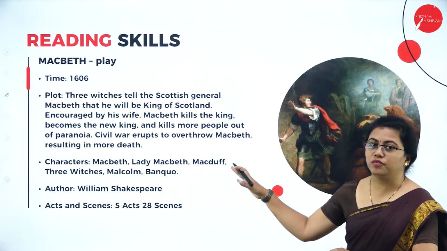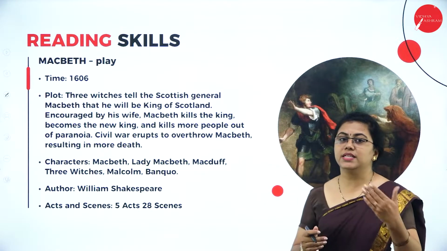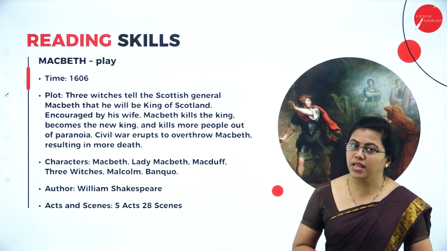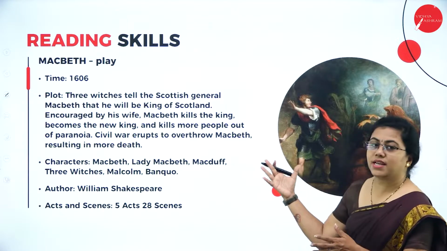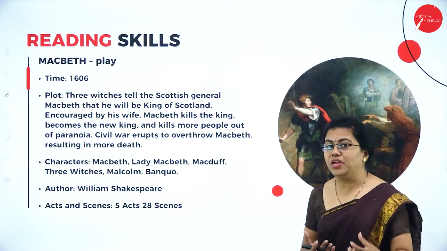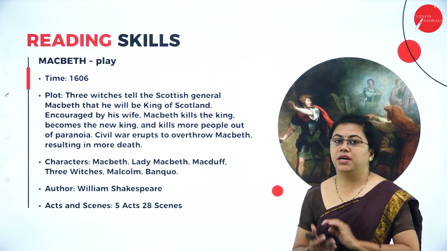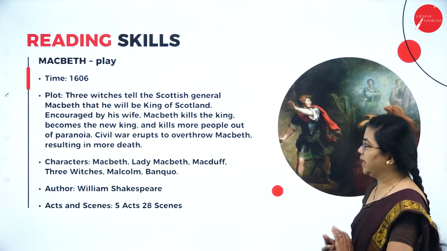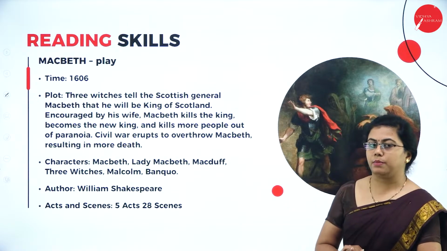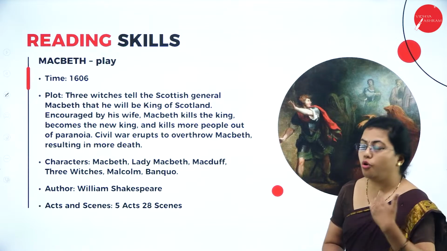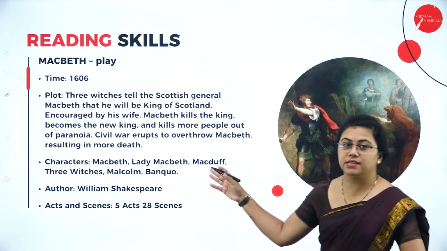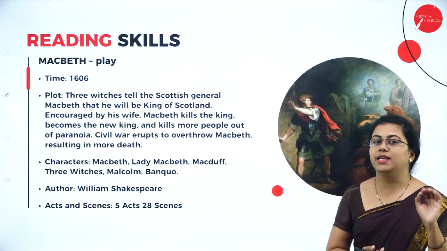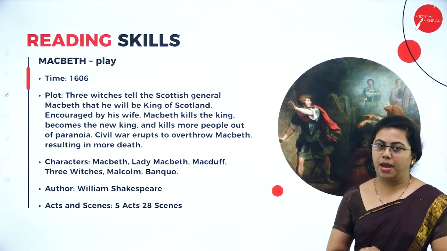So because of this, in that hangover, he kills one person and that actually leads to the murder of many other people. So it's a kind of paranoia, that is the fear of being caught. So he murders other people also. So due to this, civil war erupts to overthrow Macbeth. So the people want to overthrow Macbeth, and this results in more death. Okay, this is the one-line summary of this play Macbeth.